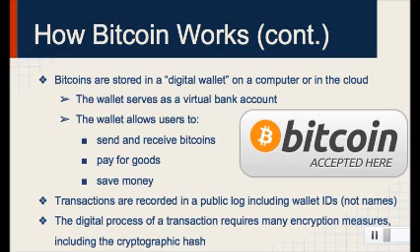Bitcoins get stored in a digital wallet, on a local computer, or in the cloud. This wallet serves as a virtual bank account that allows users to send and receive Bitcoins, pay for goods, and save their money. All transactions are recorded in a public ledger. That includes their wallet IDs rather than their names. The digital transaction requires many encryption measures, including something called a cryptographic hash.